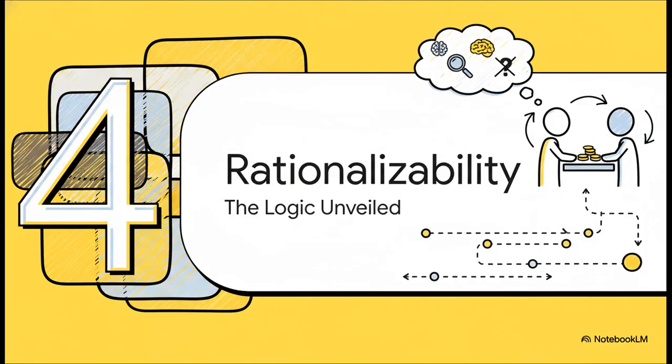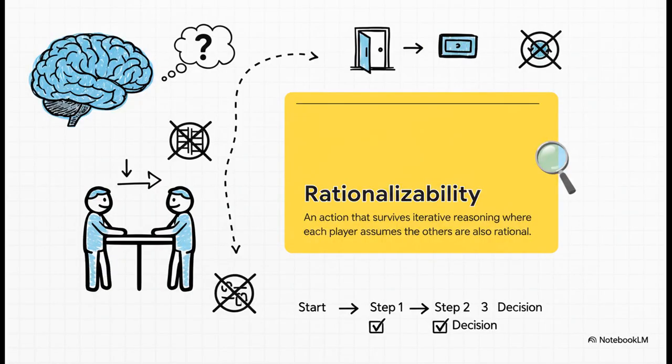This whole powerful step-by-step process, this I think that you think that I think loop, it actually has a formal name in game theory. It's called rationalizability. An action is rationalizable if you can justify it at every single level of this logical spiral. It's a move that makes sense based on what you think they'll do, which in turn makes sense based on what they think you'll do, and so on forever. It's the set of actions that can withstand all of that logical pressure.